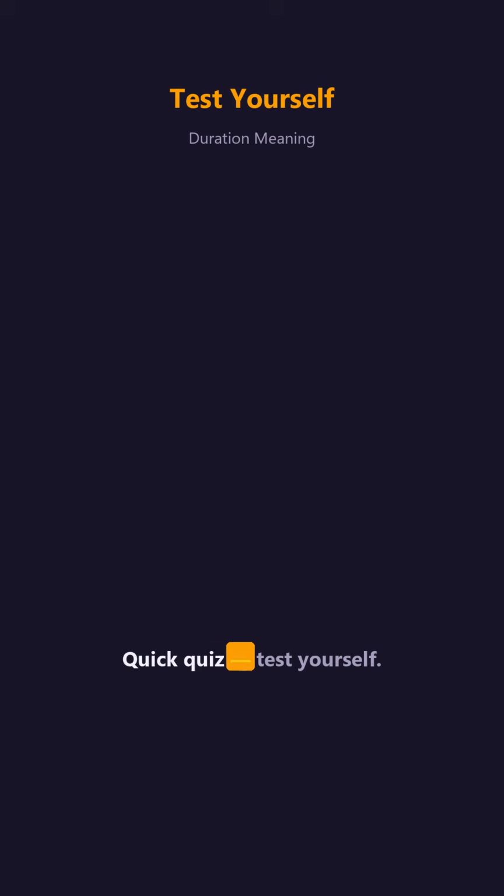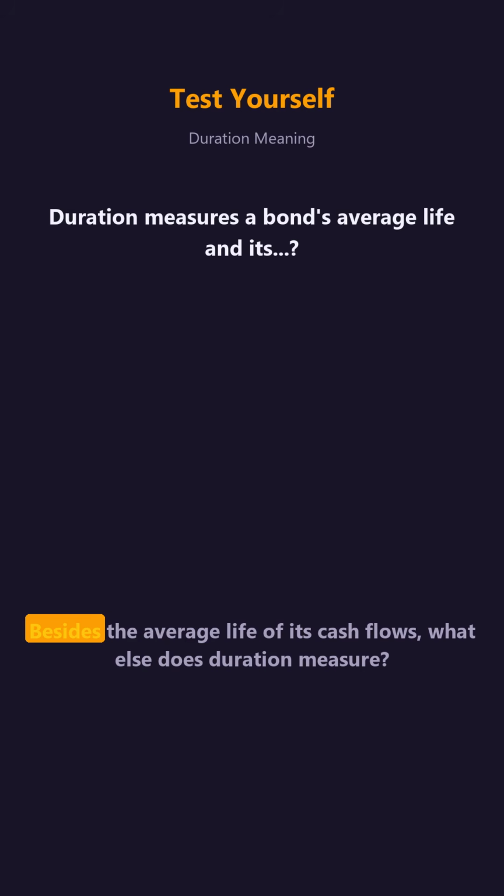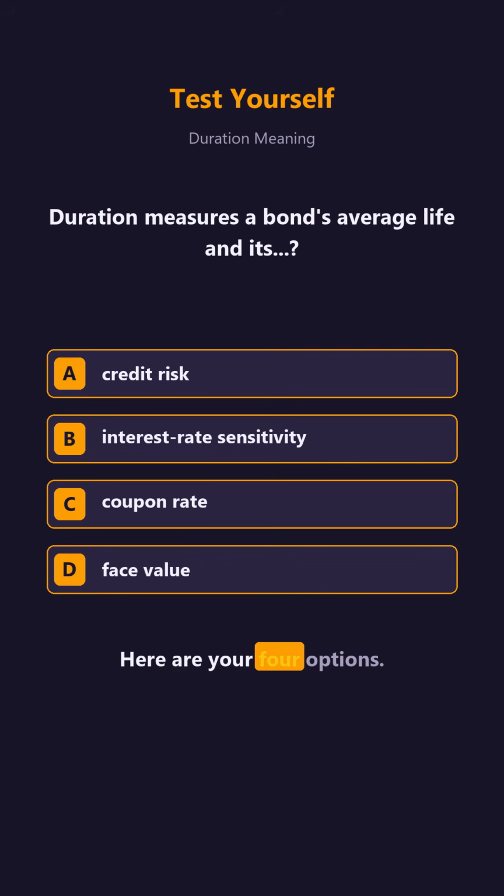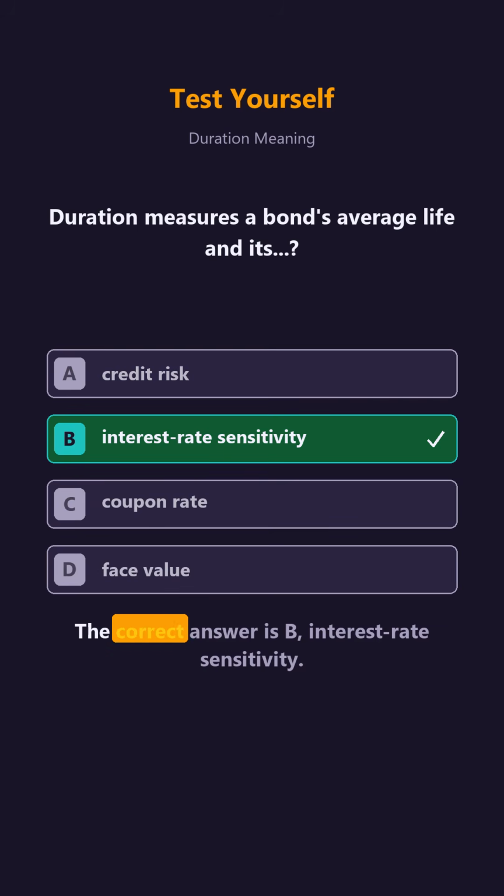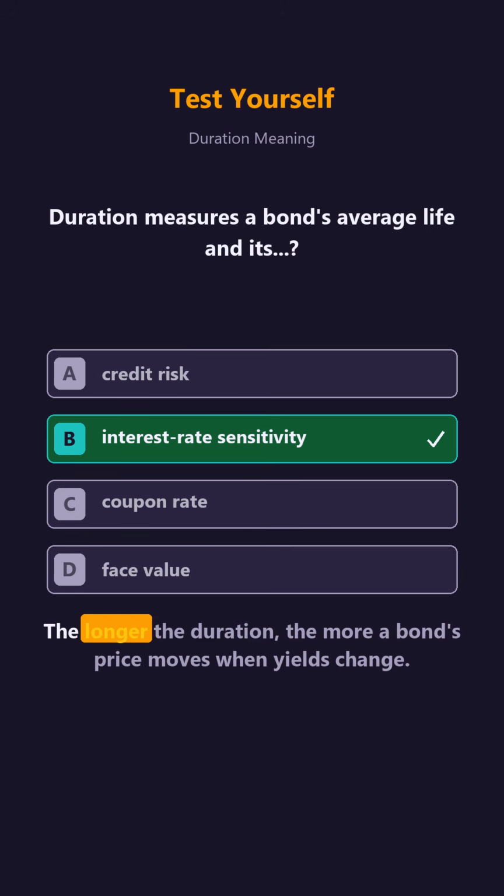Quick quiz, test yourself. Besides the average life of its cash flows, what else does duration measure? Here are your 4 options. Pause the video and solve it now. The correct answer is B, interest rate sensitivity. The longer the duration, the more a bond's price moves when yields change.